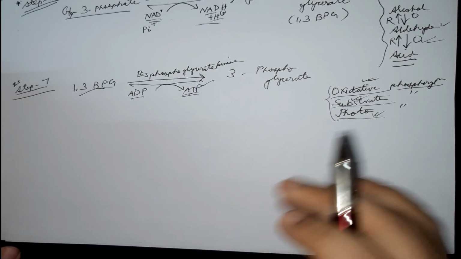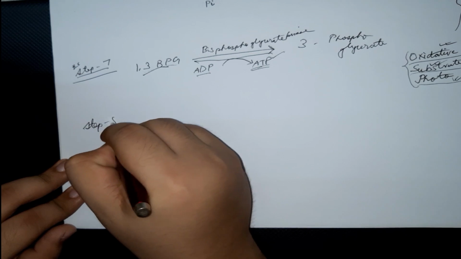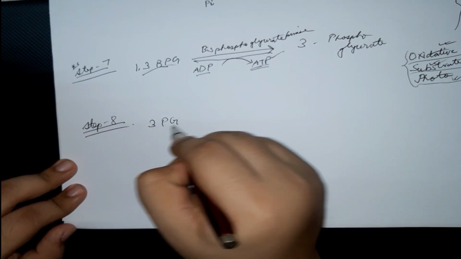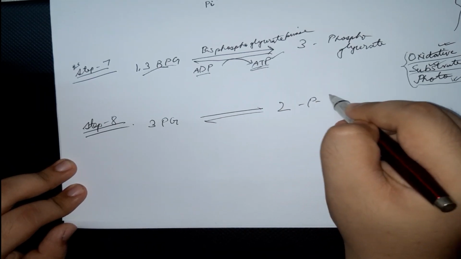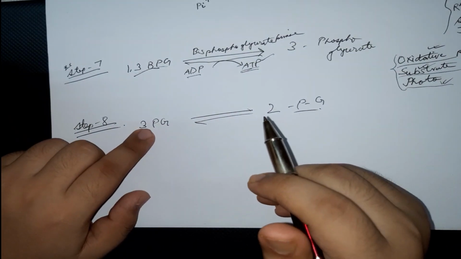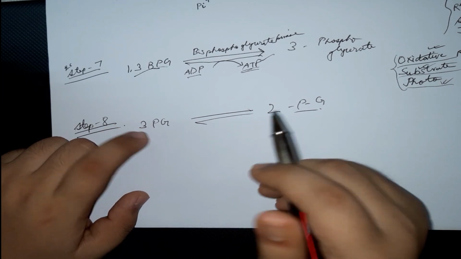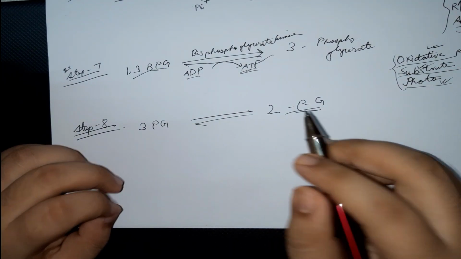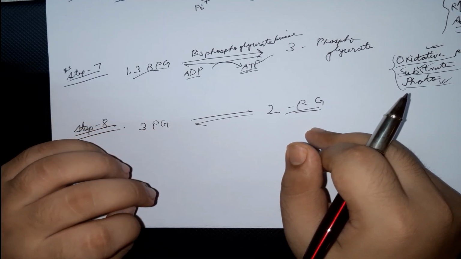Done. Now let's move on to step 8. Step 8 is 3-phosphoglycerate being converted to 2-phosphoglycerate. So it's pretty simple. The phosphate was in the third carbon, that was shifted from the third carbon to the second carbon, forming 2-phosphoglycerate. Simple. So are 3-phosphoglycerate and 2-phosphoglycerate isomers of each other?